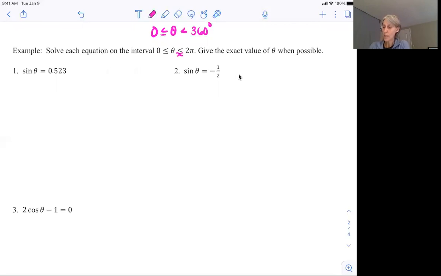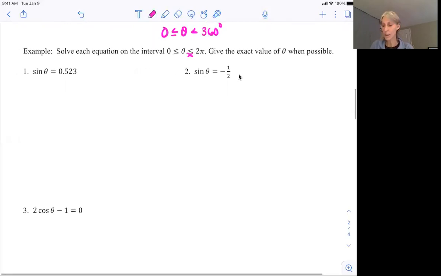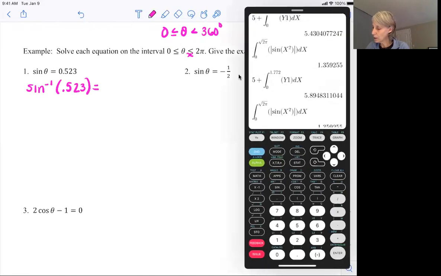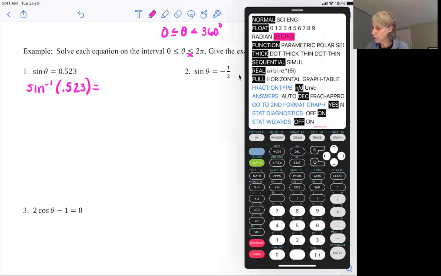So in our first example, sine of theta equals 0.523. Basically, I want to get the angle by itself. I'm going to use my inverse trig to find the value of that angle. I want to find the angle that gives me a sine of 0.523. Remember, that's what inverse trig means. So I go to my calculator and I make sure I'm in degree mode.